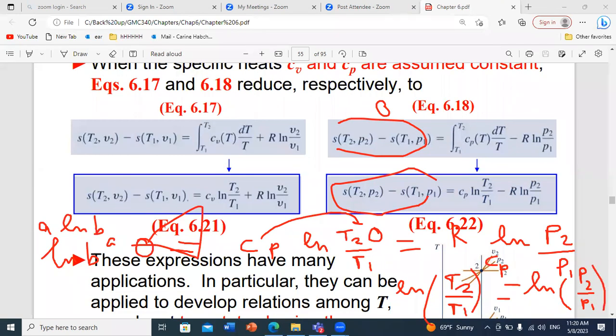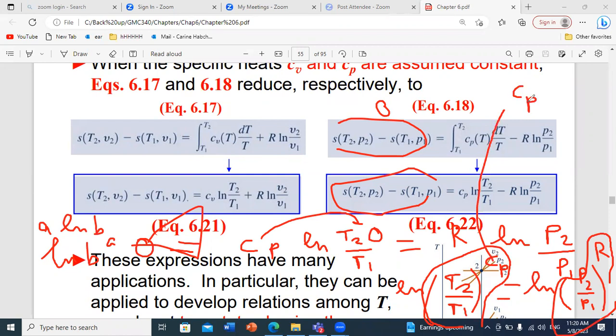to the power R. Okay, and therefore you can deduce that in case you have an isentropic process, (T2/T1) to the power Cp is equal to (P2/P1) to the power R. And since for an ideal gas, if you remember, what is Cp? Cp is equal to kR over k minus 1.